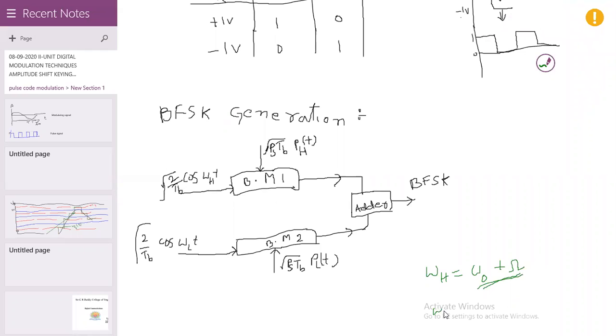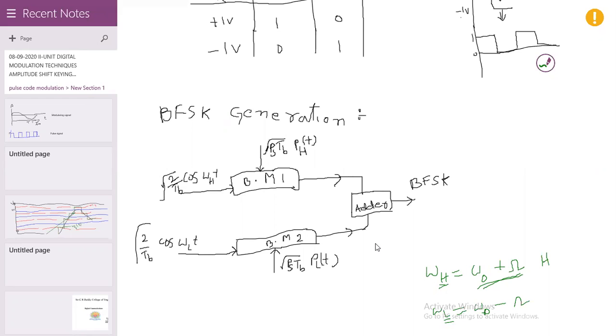Here omega_L is equal to omega naught minus omega. This is a high frequency term. That's why H indicates high frequency. L indicates the low frequency term. So here we can generate the FSK signal according to the data signal. So this is the form.